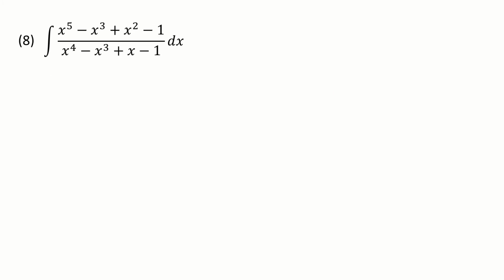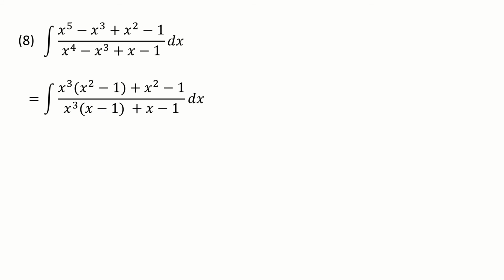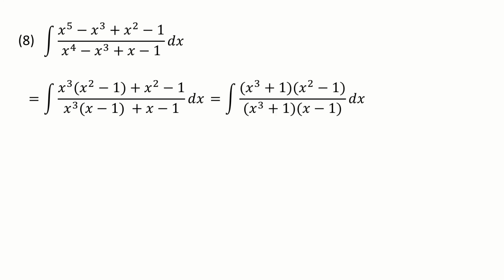So for problem 8, here is a big fraction. It looks very complicated. But if we inspect it carefully, we can simplify it. First, let's factor out the x cubed. For the numerator, we factor out the x squared minus 1. And for the denominator, we factor out the x minus 1. So we got here. So the term x cubed plus 1 appears in both the numerator and the denominator. So they cancel out.